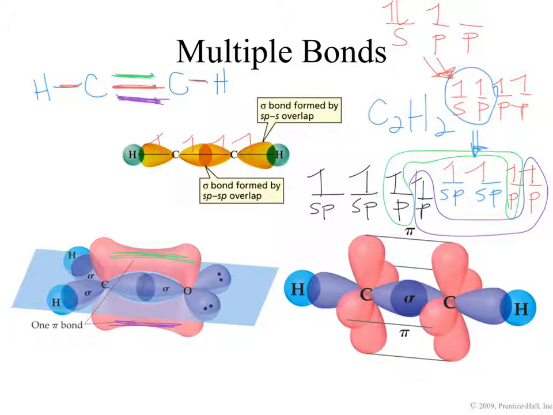So we have a pi bond and a pi bond and a sigma bond between these carbon atoms. So not all of your electrons have to go to single bonds. The ones that go to pi bonds don't necessarily affect the geometry. They're above and below.